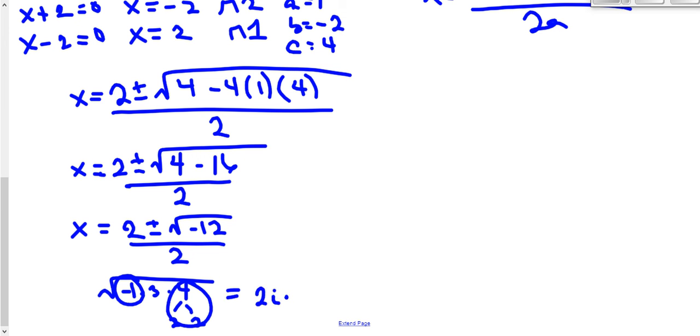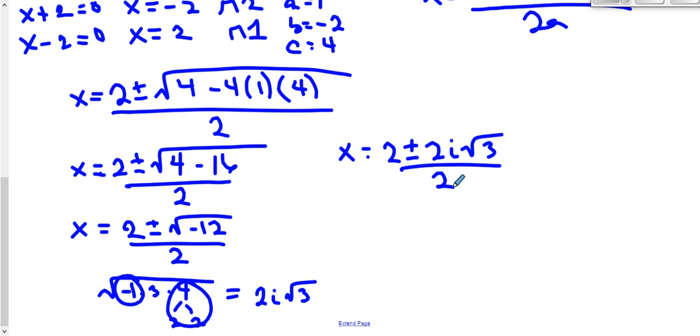And I have one more thing that I can simplify here. My numerator has 2 terms that both need to be divided by 2, and both can be evenly divided by 2. 2 divided by 2 cancels. This 2 divided by the bottom 2 also cancels. So x is going to be 1, cancels to the number 1, of course, 1 plus or minus 1i, so I'm just going to call that i root 3.